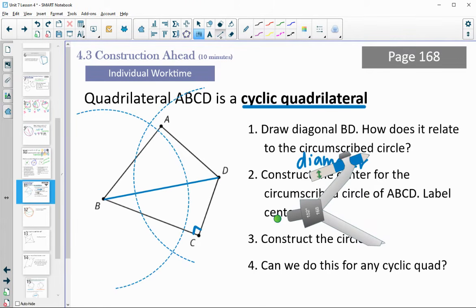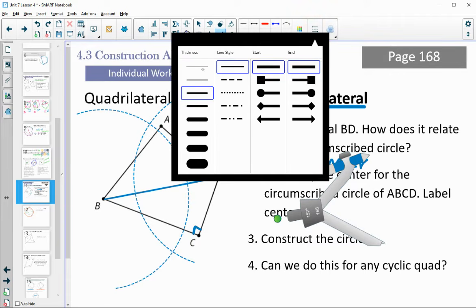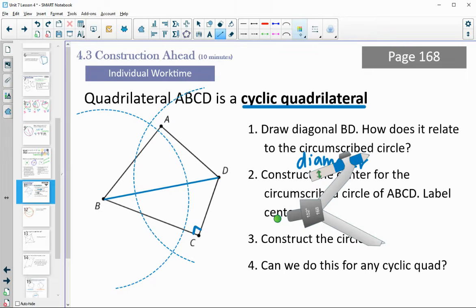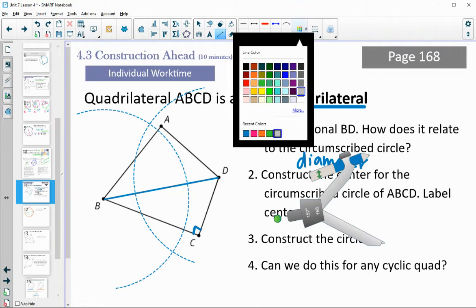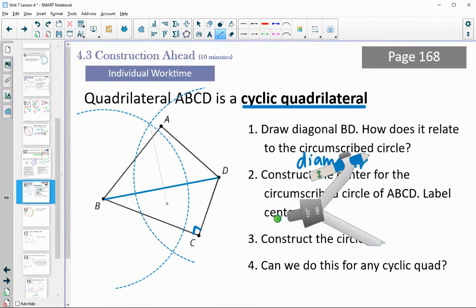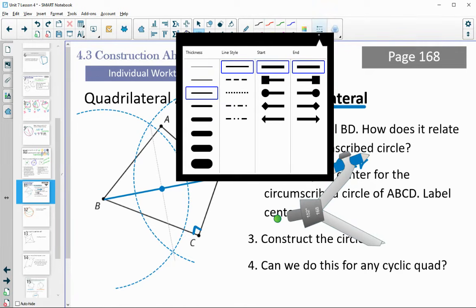Then I'm going to draw in the perpendicular bisector, but I'm going to draw it light because we're not going to leave it. All we're looking for is the center of that circle now, right? So here's the perpendicular bisector. That means that this point here is the midpoint of that segment. So that's what we're looking for, and we're going to label that point O.